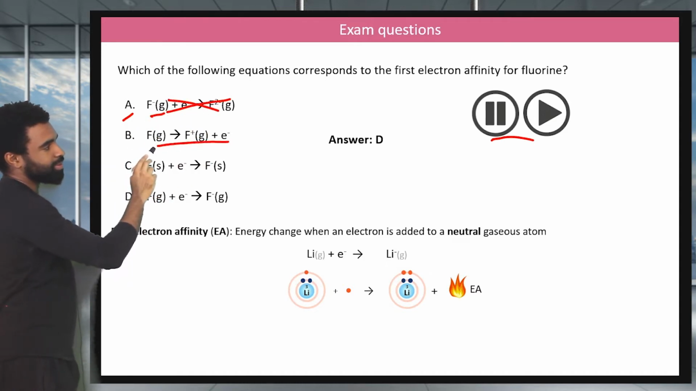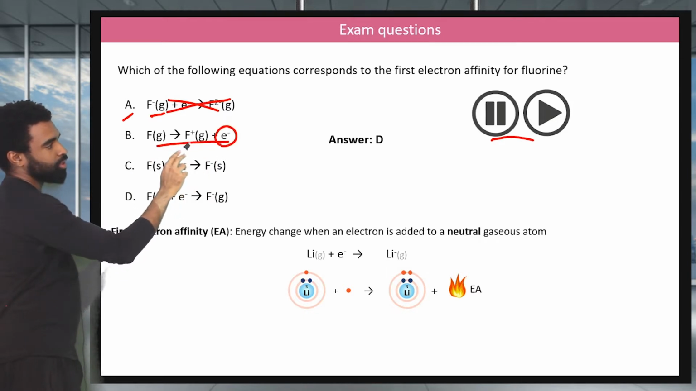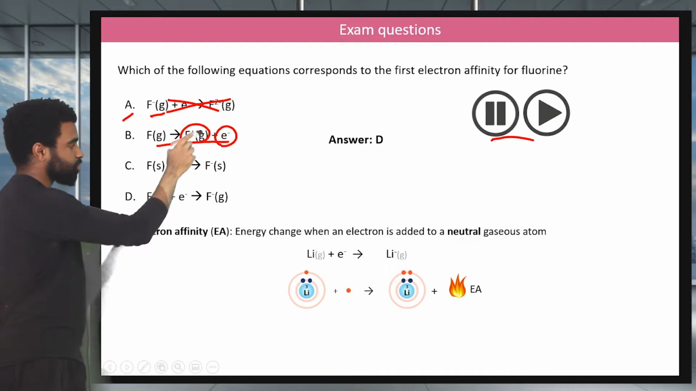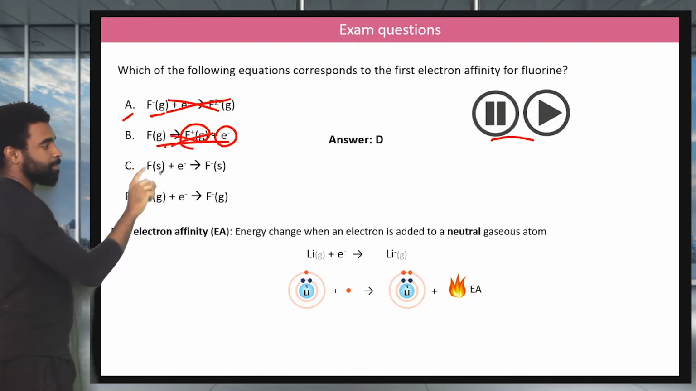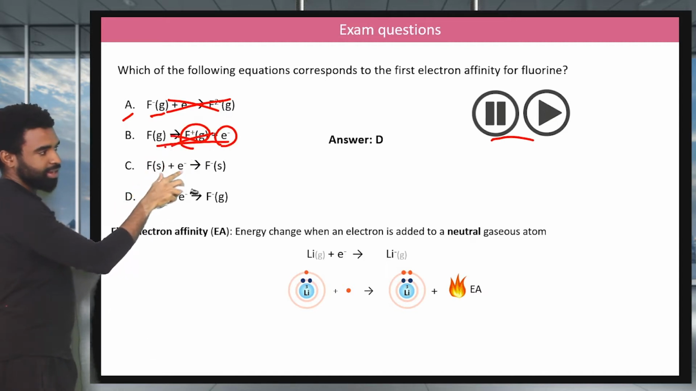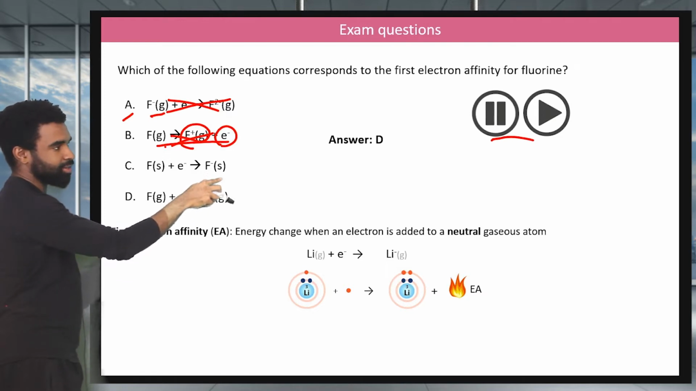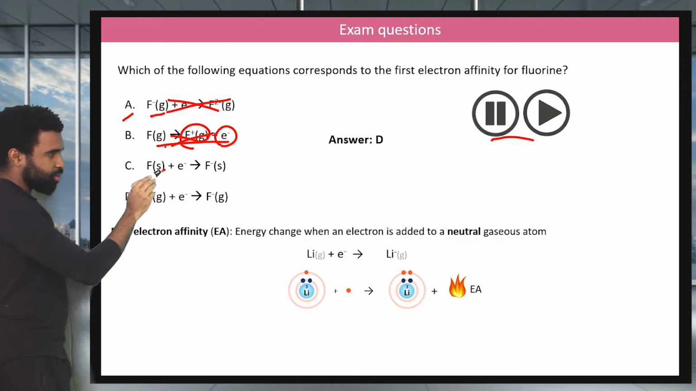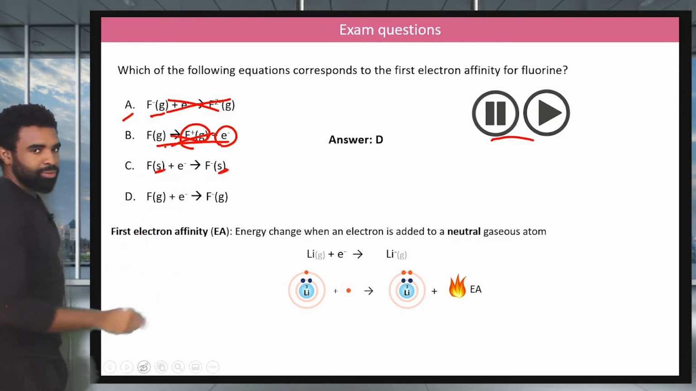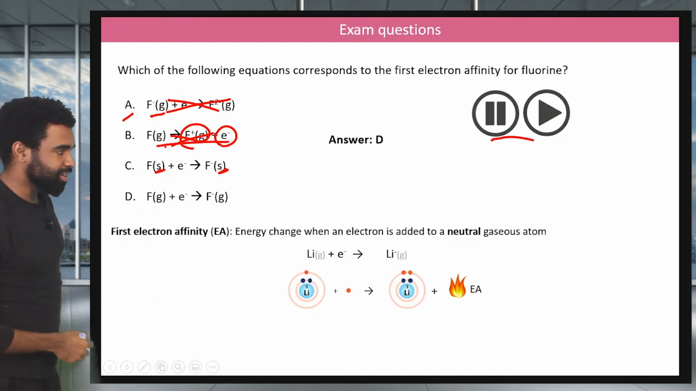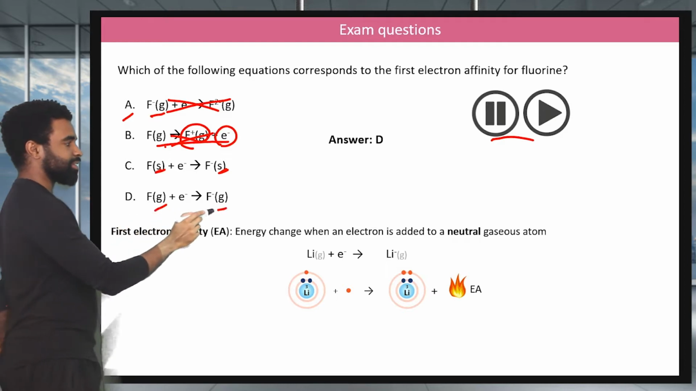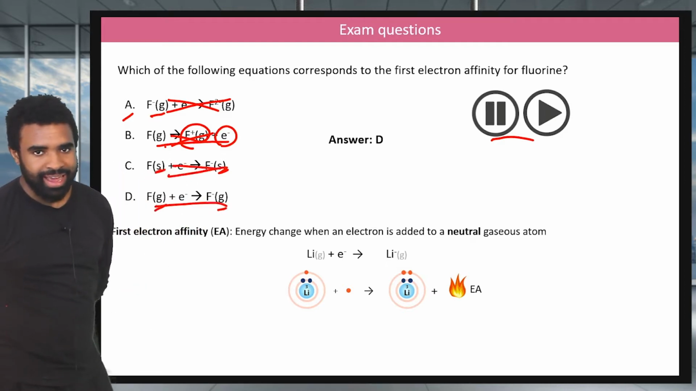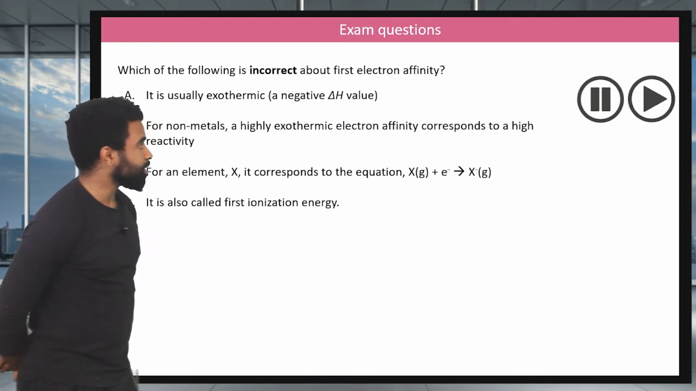In this case, what's happening? We're losing an electron to form a cation. So this would actually be ionization energy. So this is wrong as well. Okay, this one, what's happening? We're gaining an electron to form a singly negative anion. So this is the first electron affinity, except that we've defined it here for solids. And we know that electron affinity and ionization energy are defined for the gaseous state. So this is also wrong, leaving us with that last correct answer. Let's look at another question.